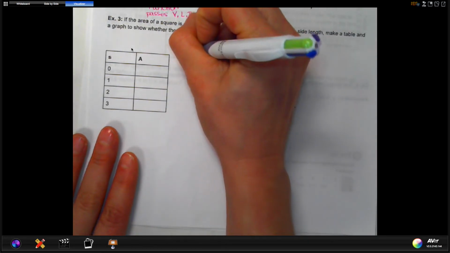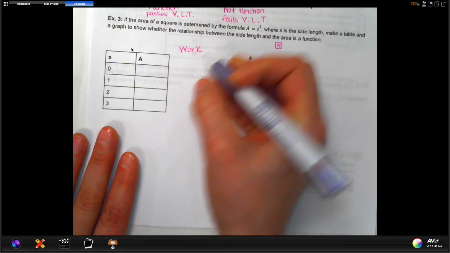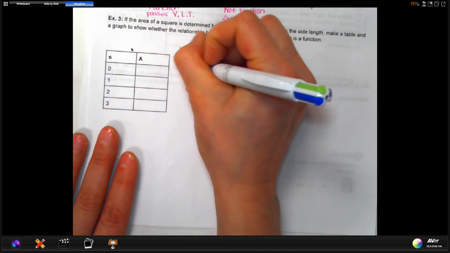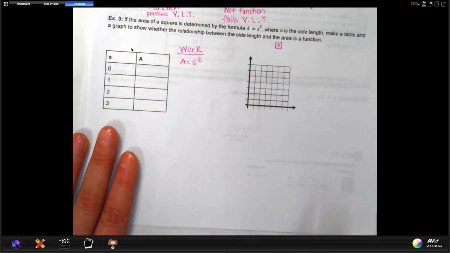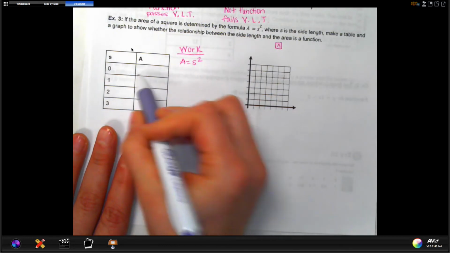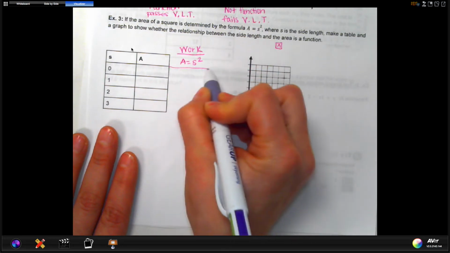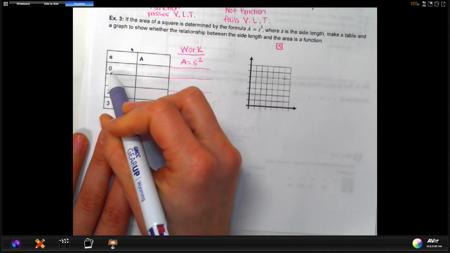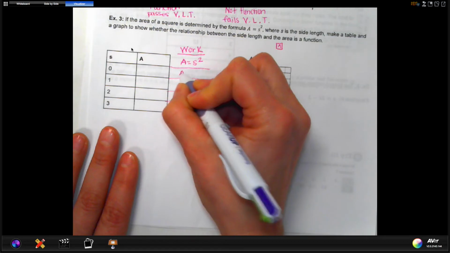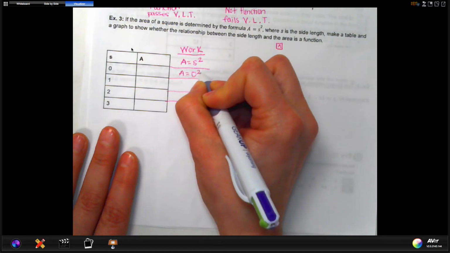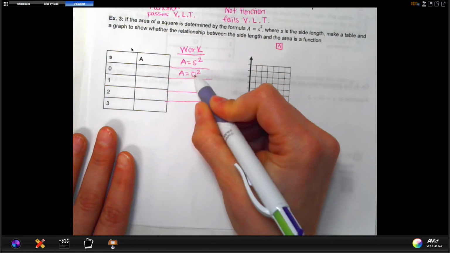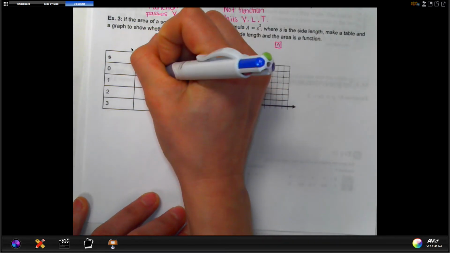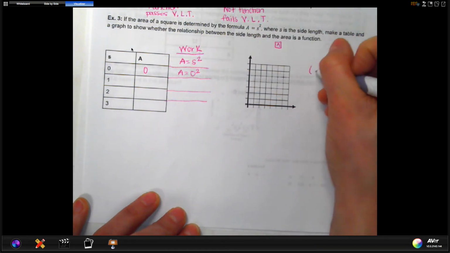So we're going to put our work out to the side. And remember, our work is the equation. So the equation we're using is A equals S squared. Okay, so in our first one, what we would do, and I'm just going to extend the table out here for each one. You would say, oh, okay, S is 0, so A equals 0 squared. So on your calculator, you can do 0 caret 2, or 0 times 0, and we get our first answer of 0. So the first ordered pair is 0, comma 0.